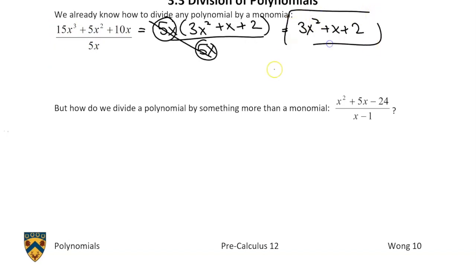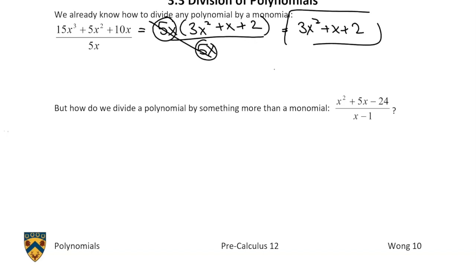So back in grade 9, we've done things in which you've been able to reduce polynomials and divide polynomials by each other. But if you take a look at some of the examples coming up, including this next one right here, it's not going to be that straightforward. So think about this next question. How do we divide a polynomial by something more than a monomial?